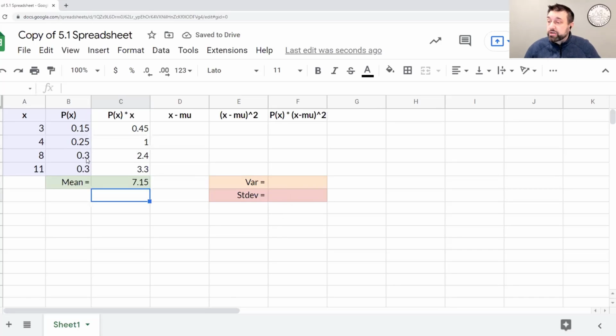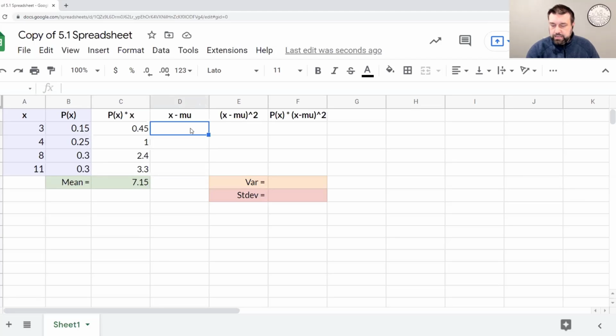So in this situation, I have 4 outcomes. I could get a 3, a 4, an 8, or an 11. I don't know what game this is, but these are the numbers that I could get. And then here are the corresponding probabilities for each of those outcomes. This is a probability distribution, right? There are 4 outcomes and each one has a different probability. I multiply each value by its probability, and then add them up, and that is the average. So my average would be 7.15.